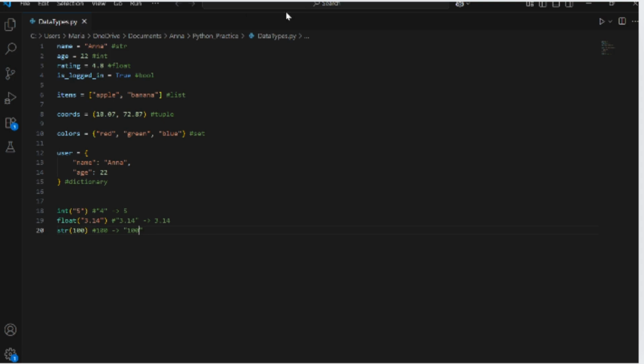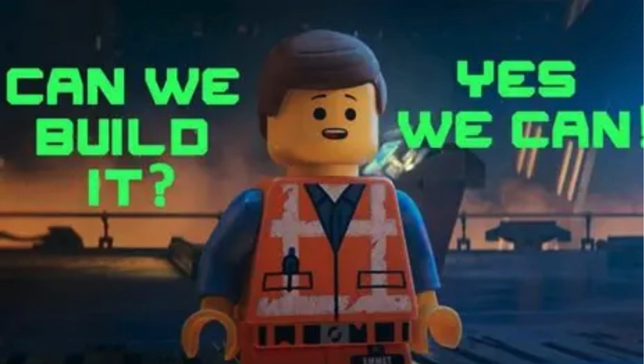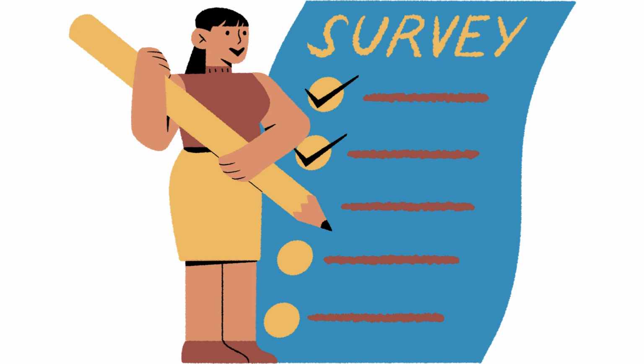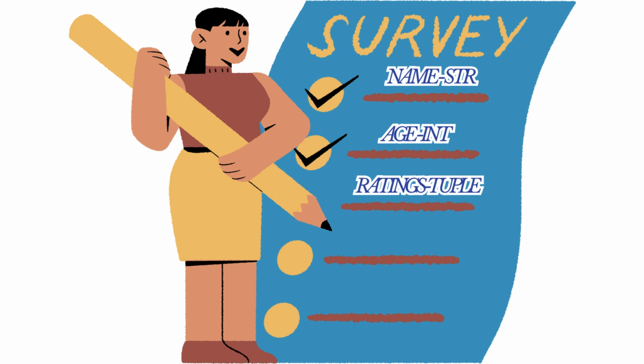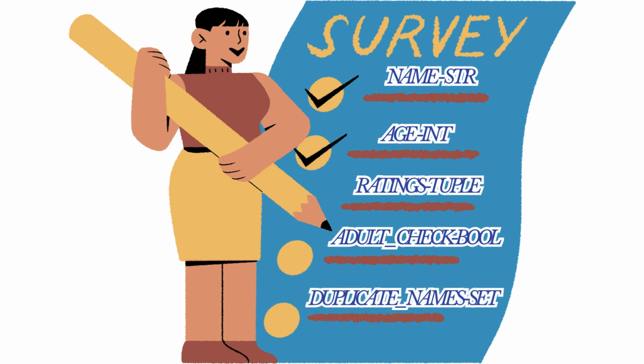Now, let's build something cool using everything we've learned. We'll build a survey app that collects name, string; age, int; Python rating, float stored in a tuple. Check if a user is an adult, Boolean. Prevent duplicate names using a set, and store all responses in a list of dictionaries. Alright, let's dive into the code.